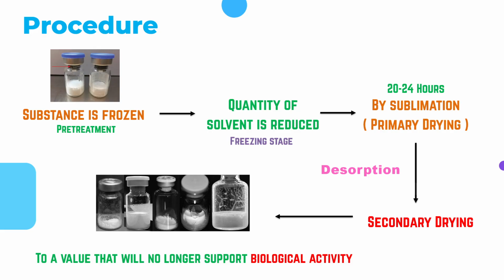Then the second step is called the freezing stage, in which the sample is frozen into ice at deep pressure to reduce the quantity of solvent. Then the next step is the sublimation process, or we can also call it primary drying. This process extends from 20 to 24 hours.